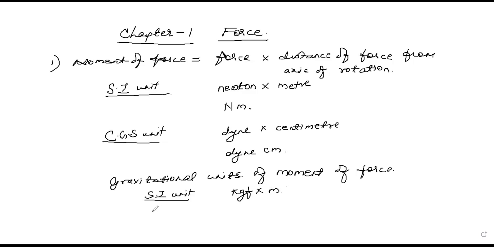And what is the CGS gravitational unit? It is the same, beta. It will be gf into centimeter. So either kgf meter, and gf centimeter. Remember this, children.